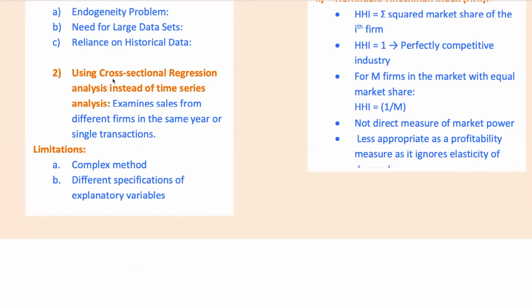Another method to estimate market power is through cross-sectional regression analysis. Unlike time series analysis, which looks at data over time, cross-sectional analysis examines sales from different firms in the market during the same year or from many buyers and companies in a single transaction. While this can provide insights into market power, it also has its limitations. It's a complex method requiring careful consideration of various factors. Additionally, different specifications of explanatory variables can provide different estimates. For example, using total GDP instead of per capita GDP as a proxy for income will yield different results.